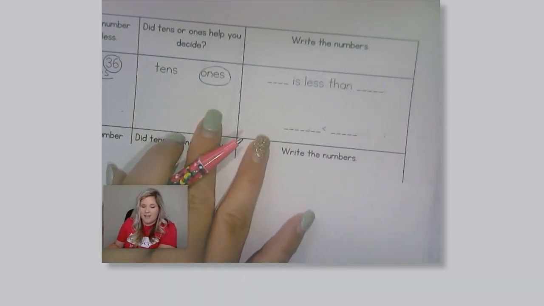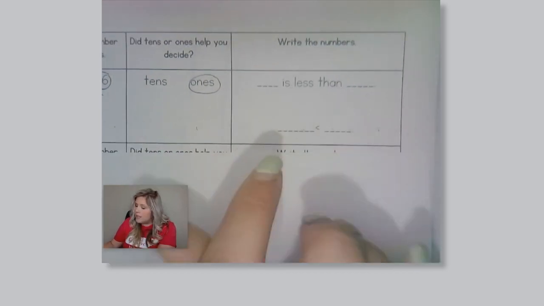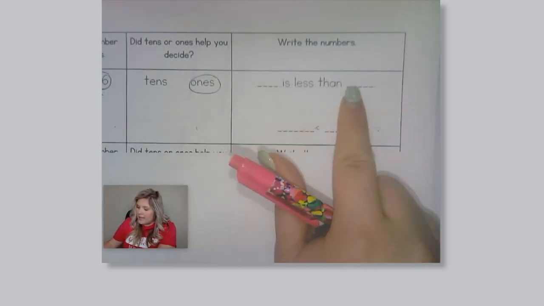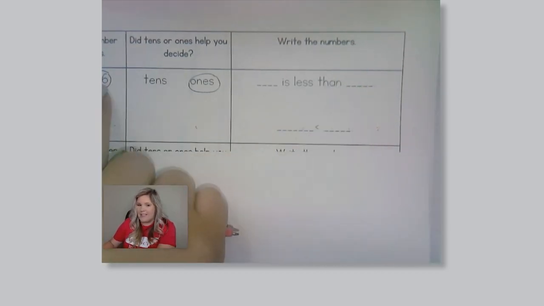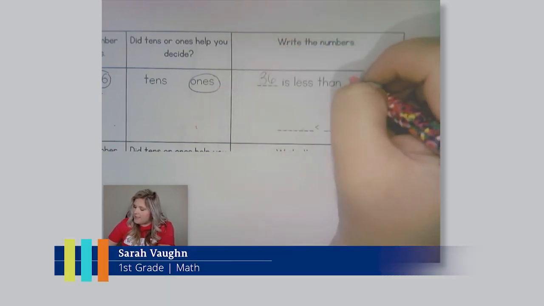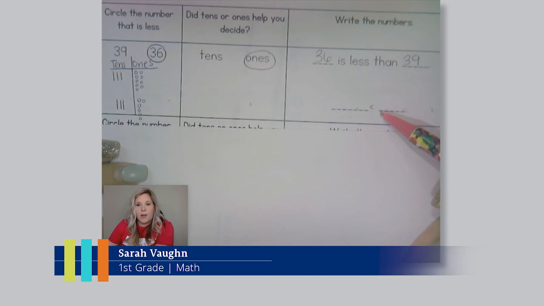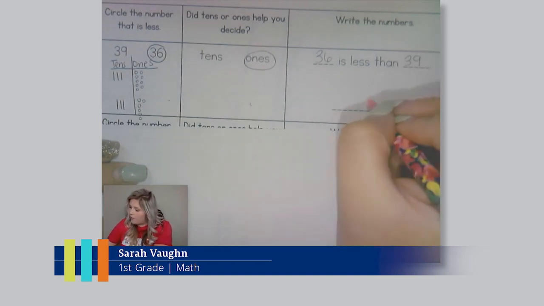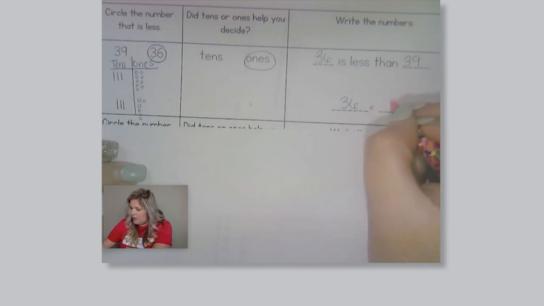And then the last says to finish the number sentence. Blank is less than blank. So which one was less? 36. 36 is less than 39. And then we're going to fill in the bottom with the symbol. 36 is less than 39.